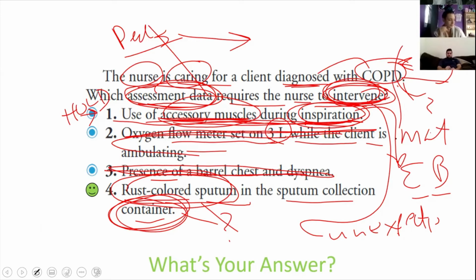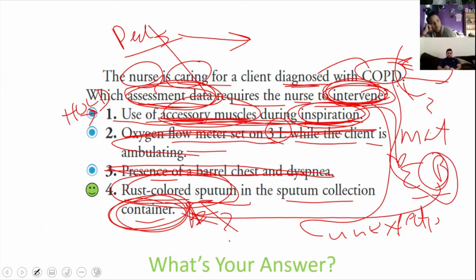This patient probably has bronchitis, and now they have pneumonia. And that's kind of what's happened. It's the indicator that the complication of this is pneumonia. And that's what it is.